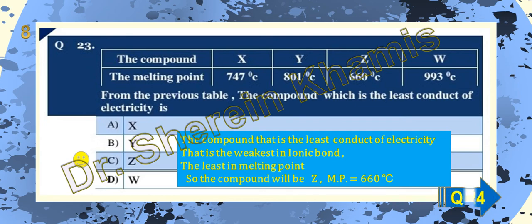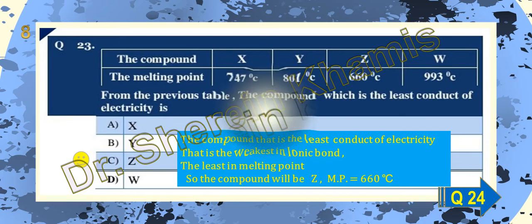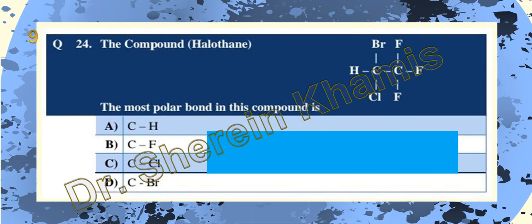Okay, let's go to question 24. Question 24 says that we have the compound halothane. Halothane is a compound that consists of two carbon atoms in the middle, surrounded by three fluorine, one bromine, one chlorine, and hydrogen at the end.